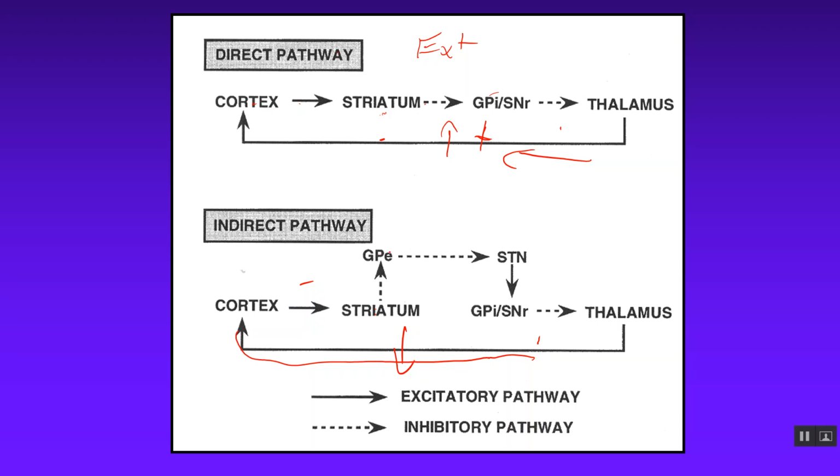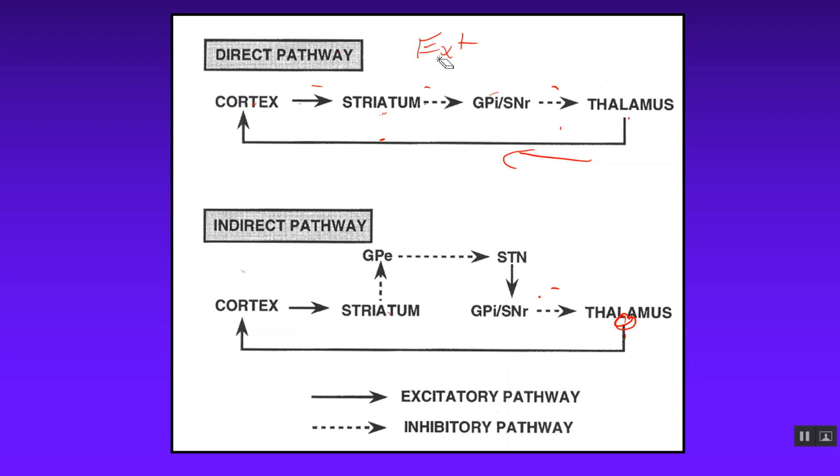It's important to know that the indirect loop involves these different nuclei and the direct is that, but knowing every single connection here is not all that relevant. You don't have to know every excitatory and inhibitory connection. You need to know the added effect of all those together, how that influences the output of the thalamus back to the cortex. The direct pathway makes the thalamus more excitatory back to the cortex. The indirect pathway makes the thalamus less excitatory back to the cortex. Okay?